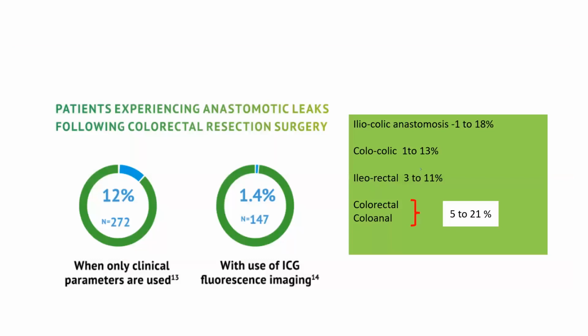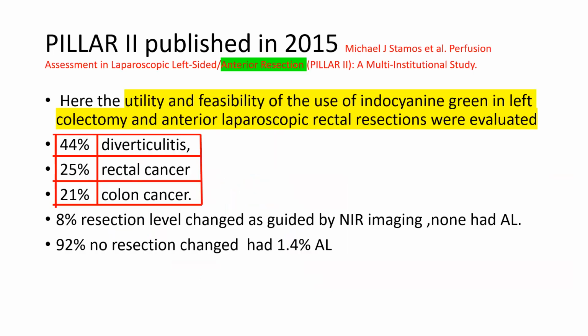If we don't use ICG, the world literature says that there is a 12% anastomotic leak. But after using the ICG dye or this technique, the anastomotic leak comes down to 1.4%. So that is a significant change. There are multiple studies available. The PILLAR 2 study is very famous, where it has proven that ICG dye use is to be done regularly.